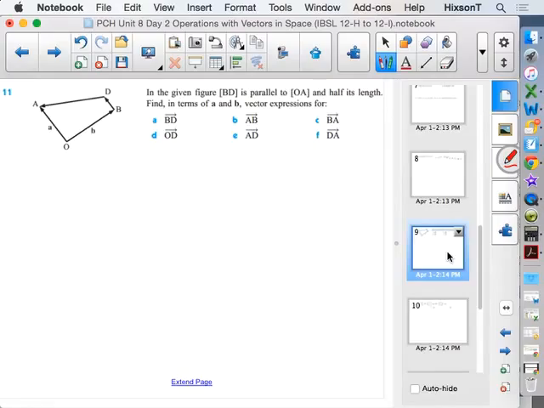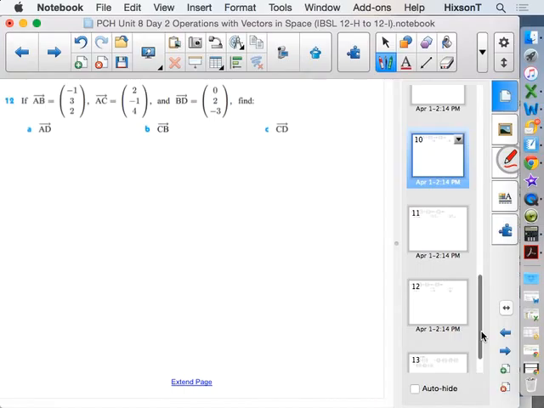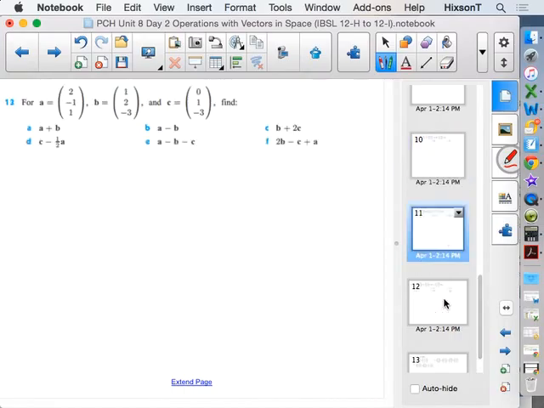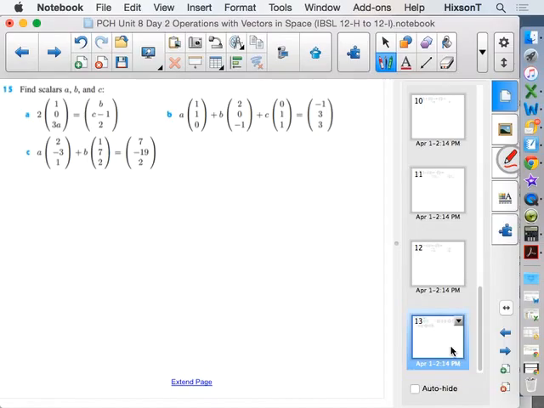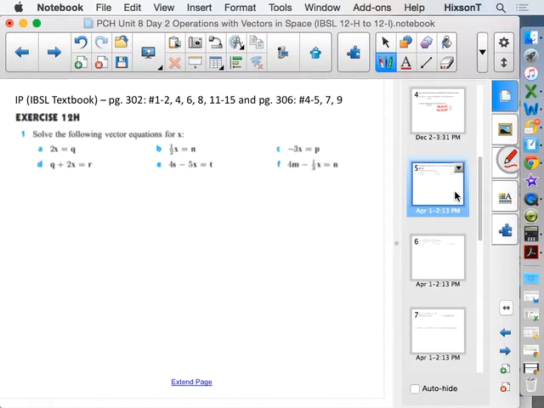Here you have some other stuff. Writing one vector in terms of some others. And then some other vector operations stuff. So give those a try. Come in with questions tomorrow.